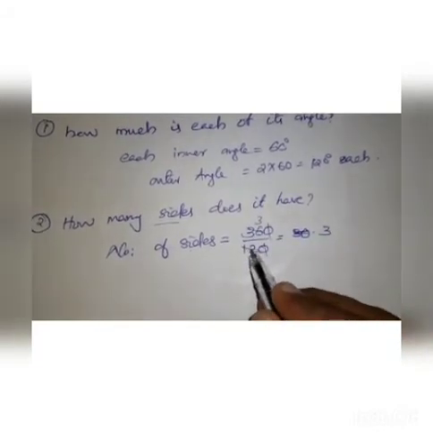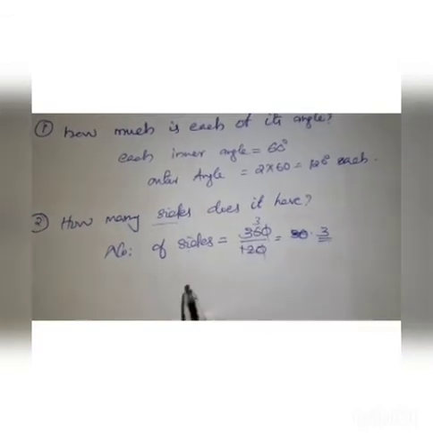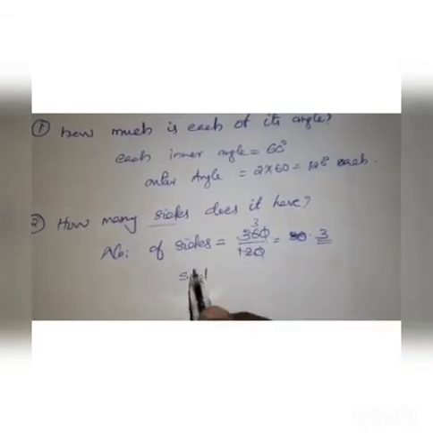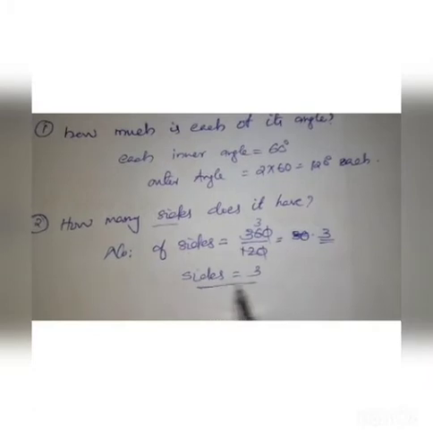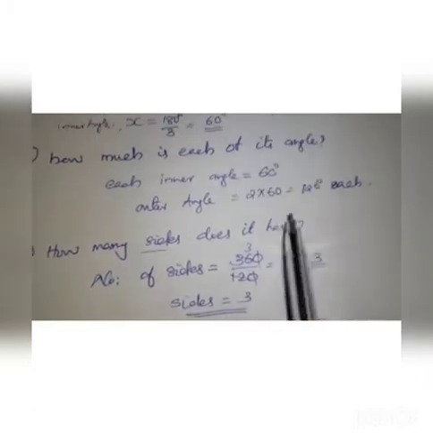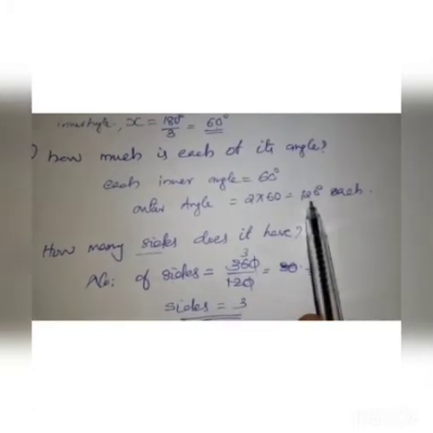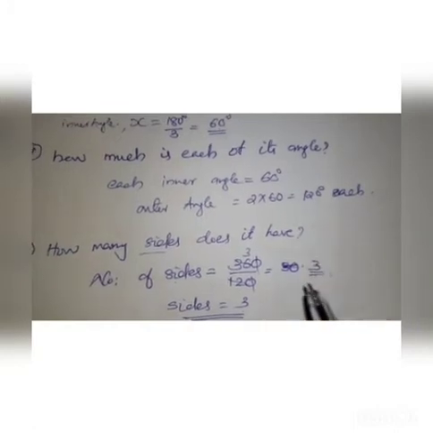0 0 cancel. 12 3s are 36. So you got the number of sides as 3. Inner angle 60. Outer angle is double. That is 120.